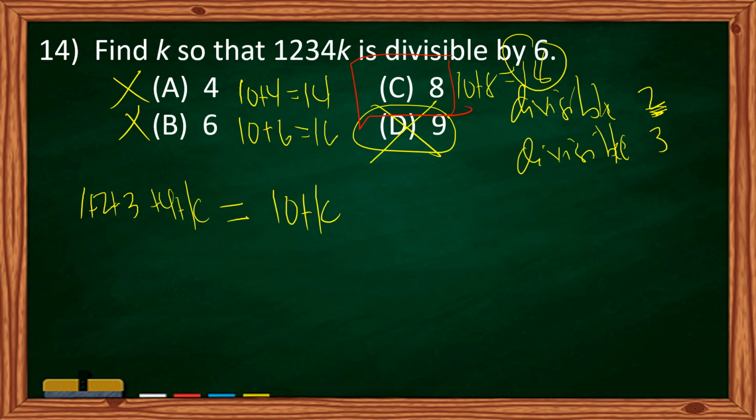Because 1 plus 2 plus 3 plus 4 plus 8 will give us 18. And at the same time, the last digit is 8, which is even. So therefore, this number, 12,348, is exactly divisible by 6.